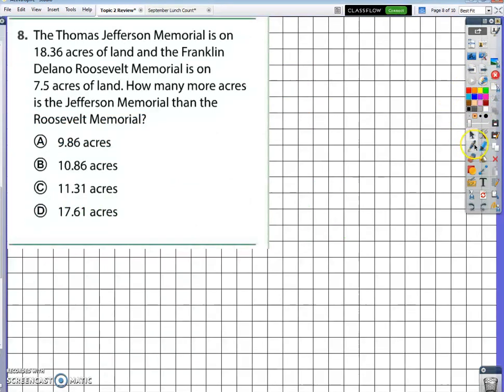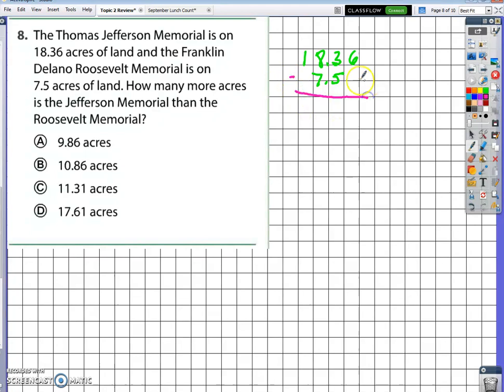We're going to look at question number 8. Question number 8 says the Thomas Jefferson Memorial is on 18 and 36 hundredths acres. I'm going to write that down, 18 and 36 hundredths. The Delano Roosevelt Memorial is on 7 and 5 hundredths acres. How many more acres is the Jefferson Memorial than the Roosevelt Memorial? How many more tells me that I need to subtract.